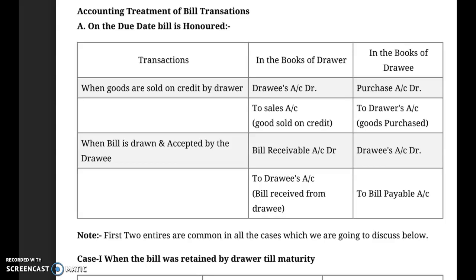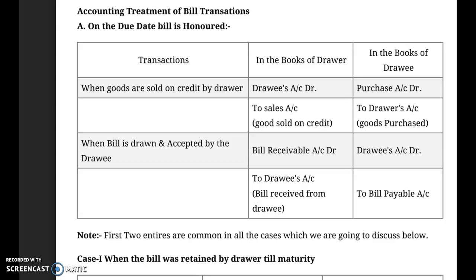For him, bills receivable is a very simple current asset. For drawee, bills payable is a current liability. So for drawer, bills receivable is an asset, so he will debit bills receivable account and credit the drawee account. In the books of the drawee, bills payable is a liability, so he will show it on the credit side. The entry will be drawer's account debit to bills payable. Here it is wrongly mentioned drawee account debit; it should be drawer's account debit to bills payable.